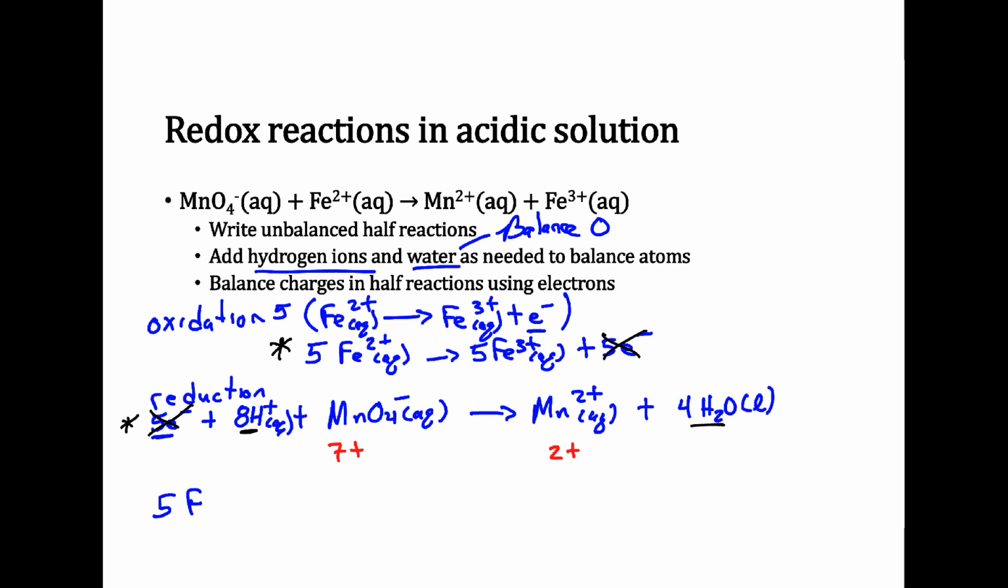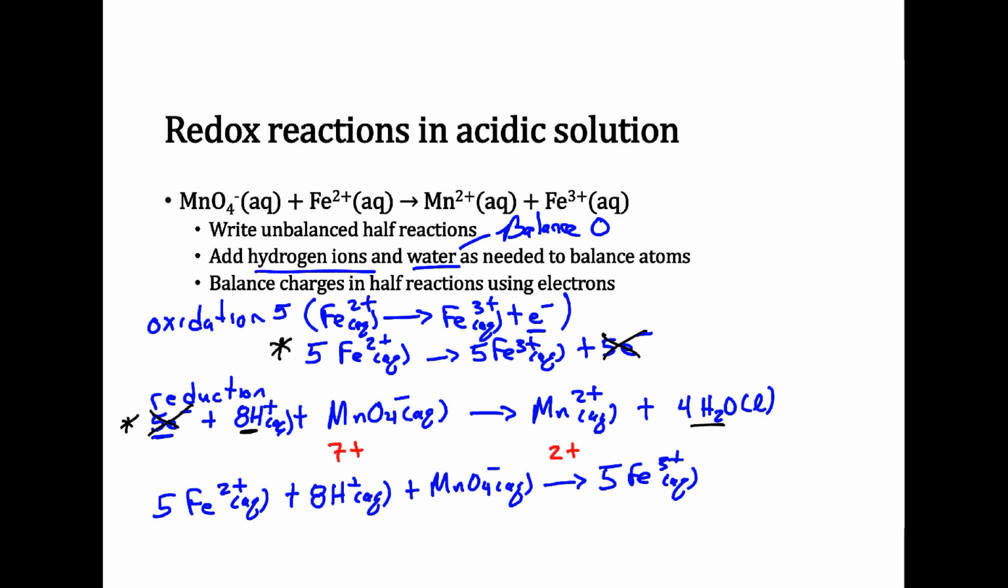That is 5 Fe2 plus, 8 H plus, MnO4 minus yields 5 Fe3 plus. Again, we're just combining these two reactions. Plus Mn2 plus, 4 H2O. So now we've balanced this redox reaction in an acidic solution.